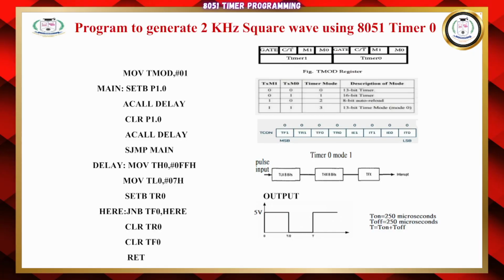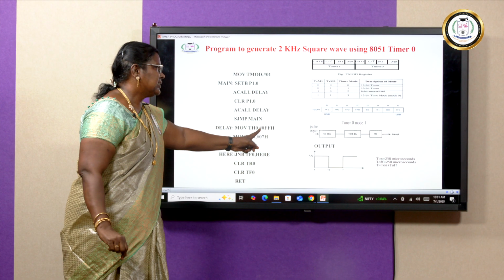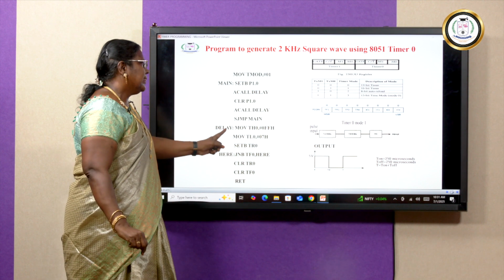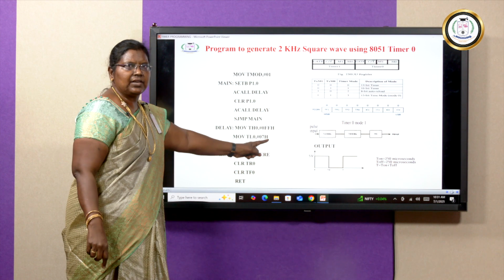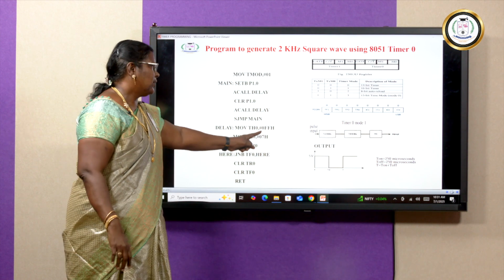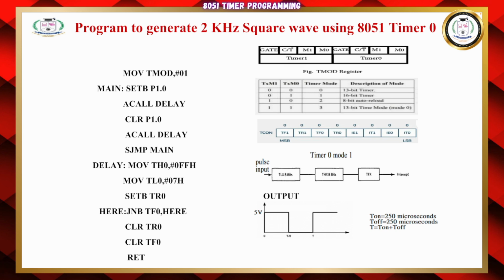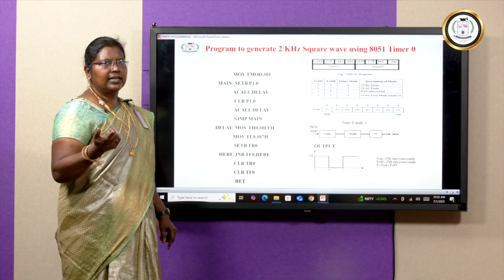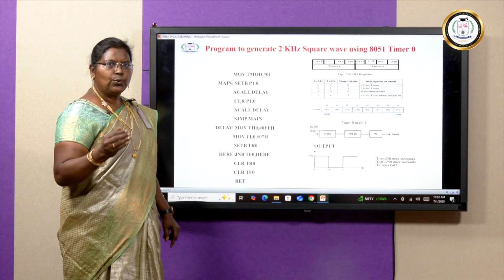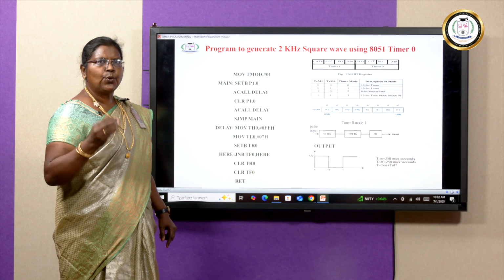So the timer high is FF. Always, if the value begins with a letter, the assembler needs us to prefix it with 0, so we prefix with 0 and write FF here. Then we load the timer low, the lower 8 bits, which is 07. For that we need not prefix 0 because it begins with a digit. Then we set the timer to run. Once loaded, the timer decrements, and once it reaches 0 it gives the interrupt through TF0, the timer 0 overflow flag.